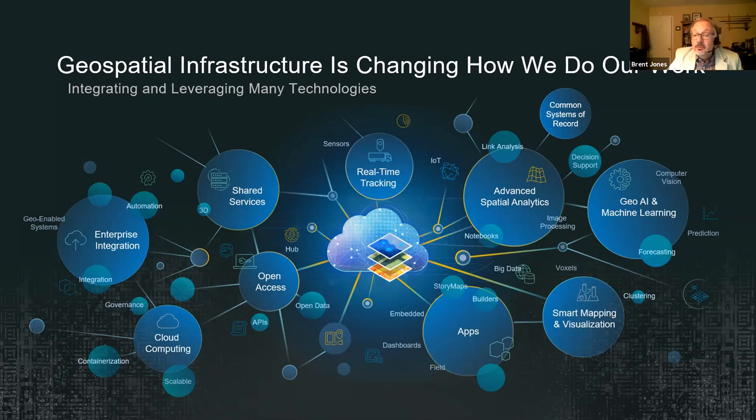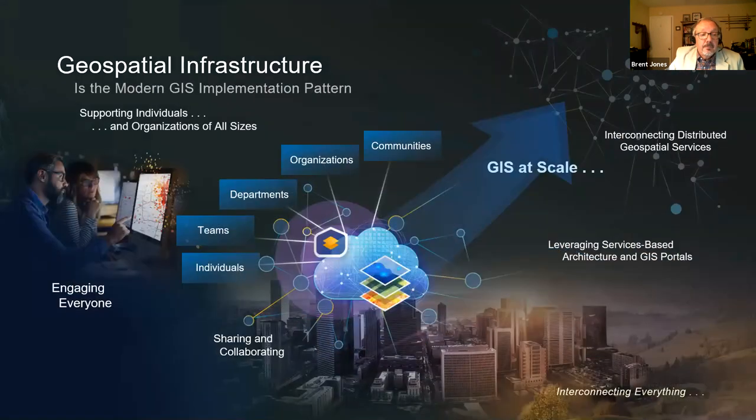As we saw, drones, apps, high accuracy GPS, machine learning, sharing authenticated authoritative data, and a lot more. This geospatial infrastructure is about modern GIS implementation patterns, leveraging services-based architecture and GIS portals. It can be configured to specific organizations, state, and country needs. This can be pilots and projects, and it can be statute-driven enterprise systems.